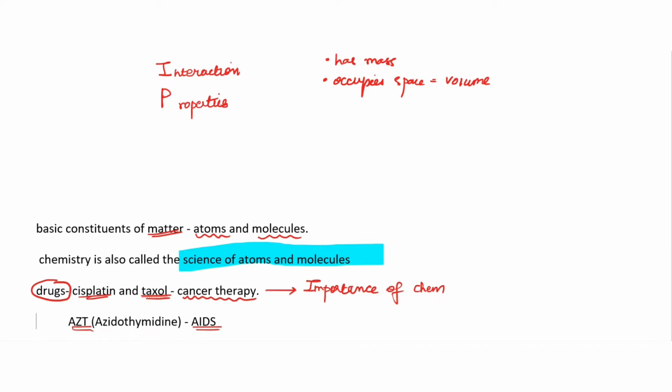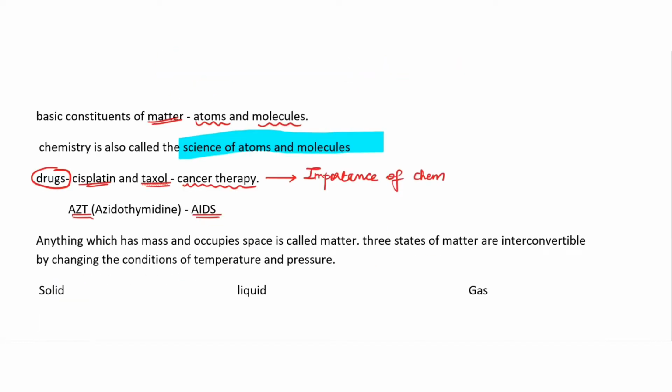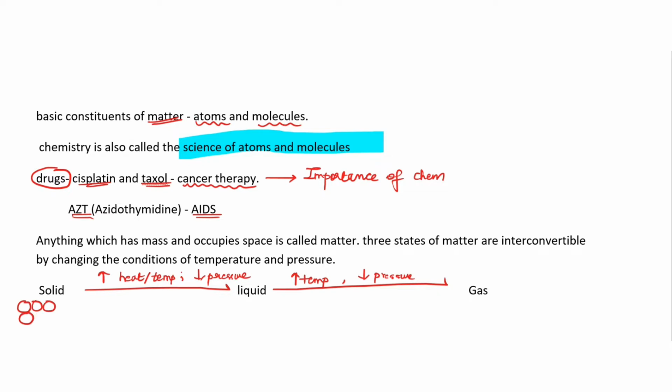So, talking about the states of matter, we know that they are solid, liquid, and gas. And these states of matter are interconvertible by changing the temperature and pressure. A solid can be converted into liquid by increasing temperature and decreasing pressure. Similarly, liquid can be converted into gas by increasing temperature and decreasing pressure. Temperature and pressure are always inversely proportional. So, more about these states of matter we will be learning in the chapter States of Matter itself. There's one separate chapter, so we'll be learning that.